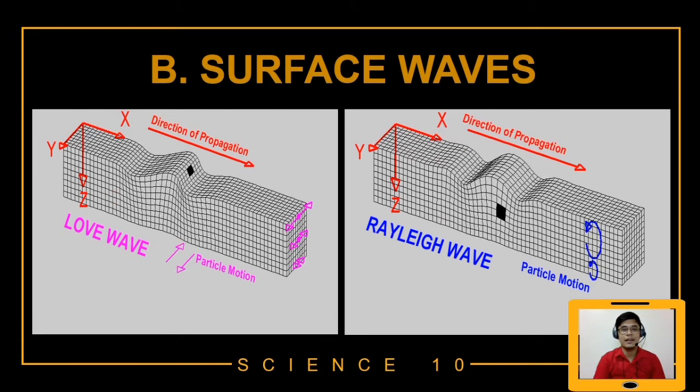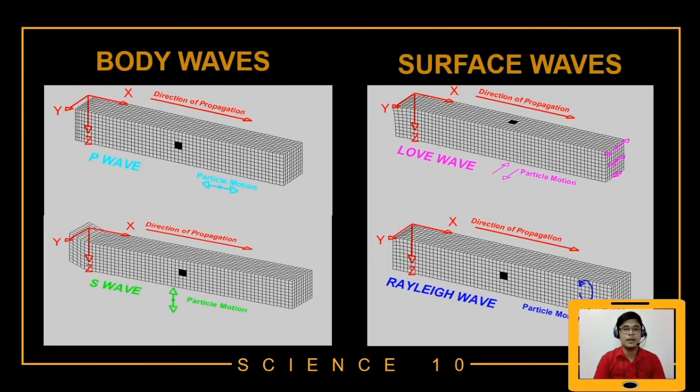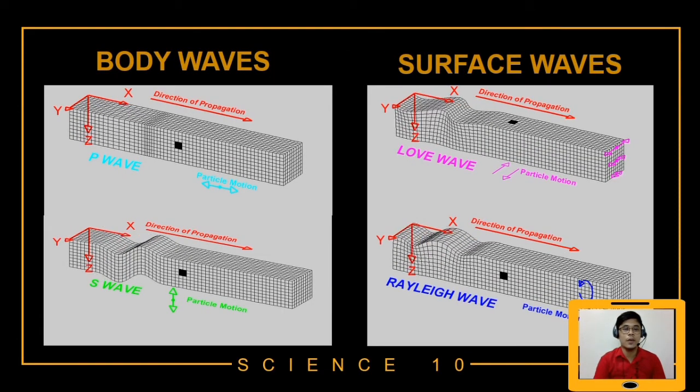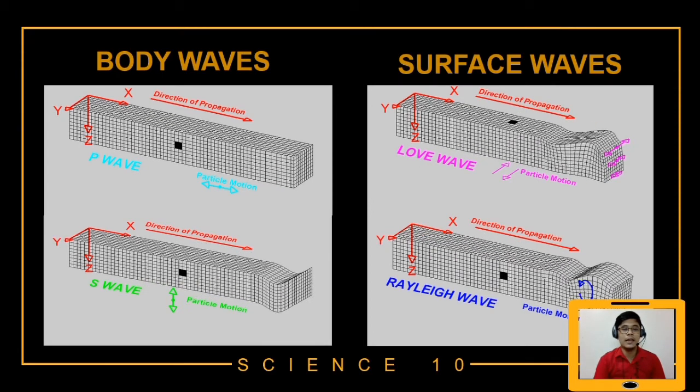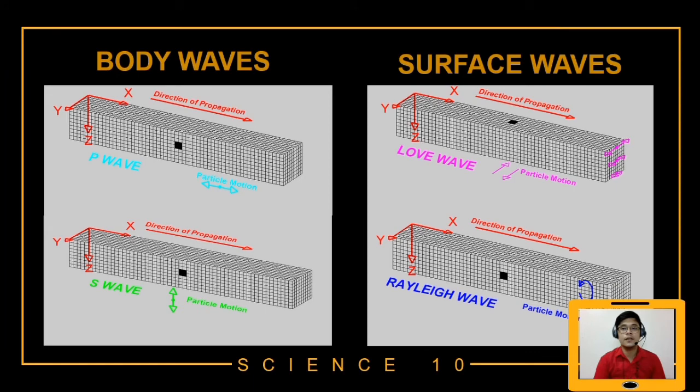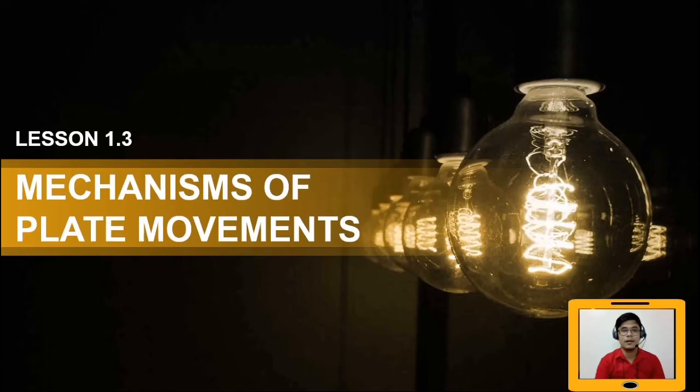Alright. And let's have the summary of the seismic waves. So under the body waves, we have the P and the S waves, and under the surface waves, we have the love and the Rayleigh waves. So next, we have lesson 1.3, mechanisms of plate movement.